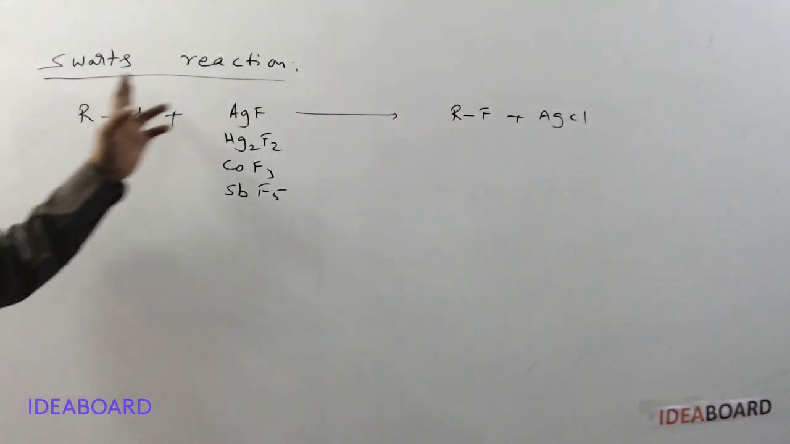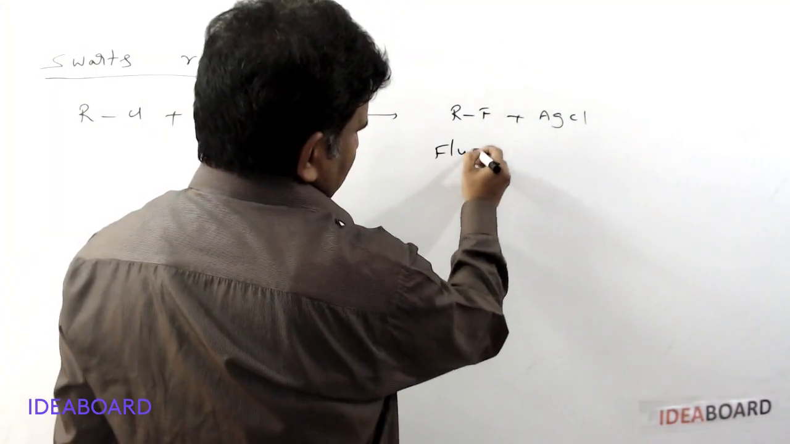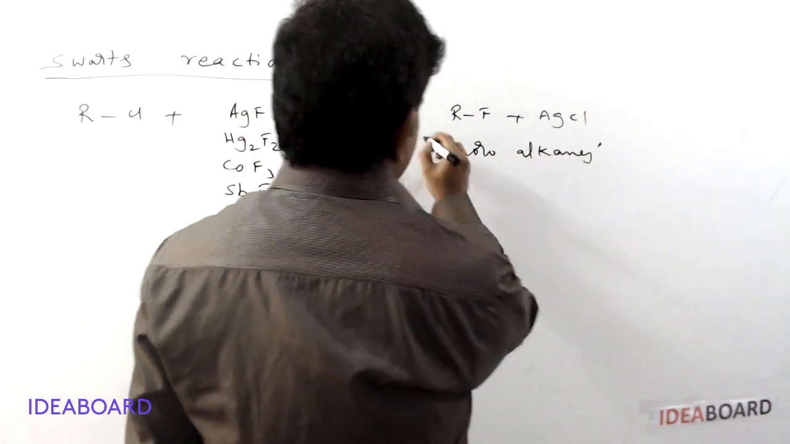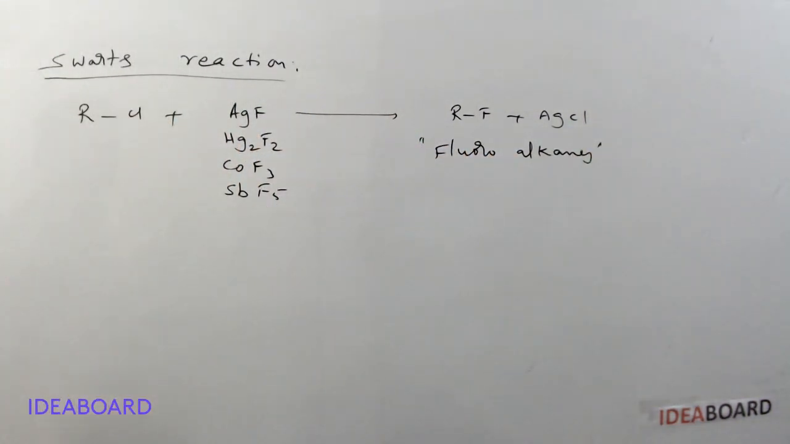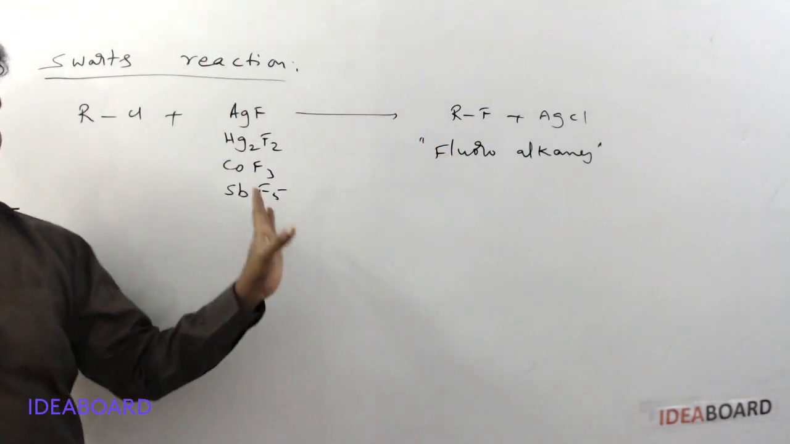This is mainly called a Swarts reaction, mainly for fluoroalkanes. This reaction is used for fluoroalkanes preparation. That is an important thing to remember. Swarts reaction is a special reaction for fluoroalkanes preparation.